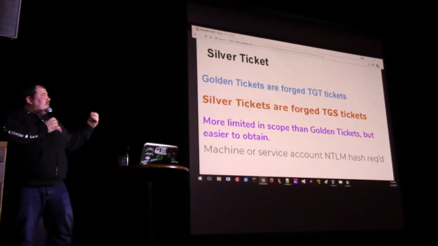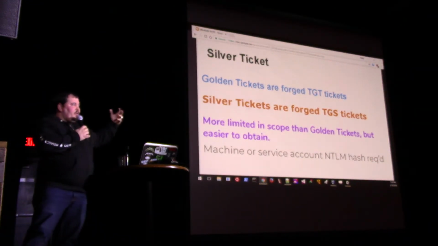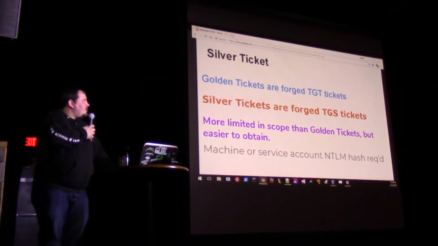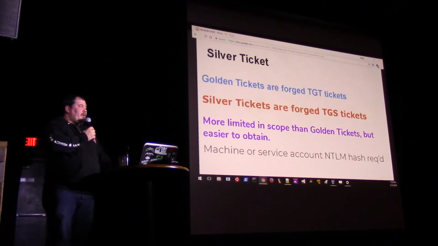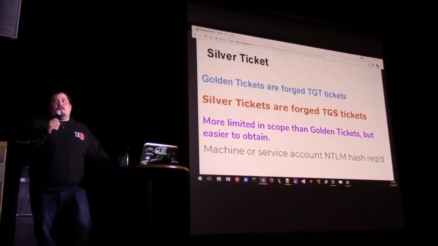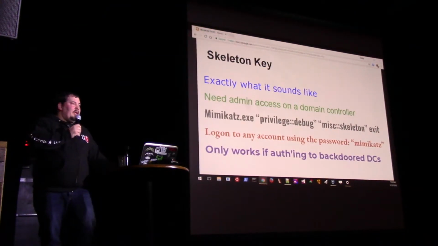And where the golden ticket is going to be a TGT ticket to allow you to create your own TGT tickets, silver tickets will let you create your own TGS tickets. They're a little more limited in use. Obviously, you can't write your own pass everywhere. Like golden ticket's basically like Zach Morris making his own hall passes.